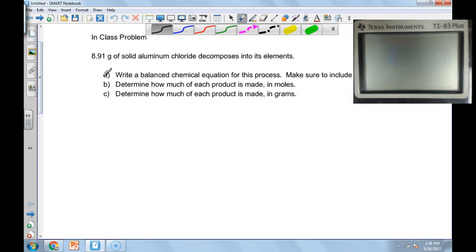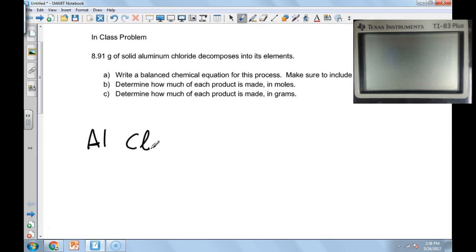So the reaction that we're dealing with is solid aluminum chloride, and it decomposes into its elements. This statement has a lot of information plopped into it. The first thing is that we are dealing with aluminum and chlorine, and it then decomposes. That means that it reacts to form, and we don't know what it forms except it's going to decompose into its elements. So it's going to form aluminum plus chlorine. That tells us kind of what's going on.